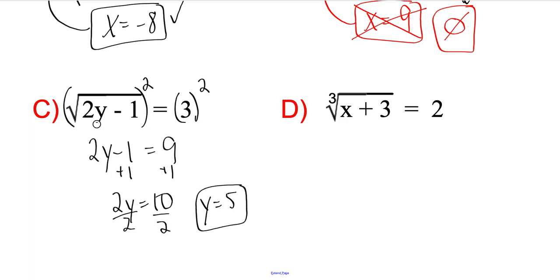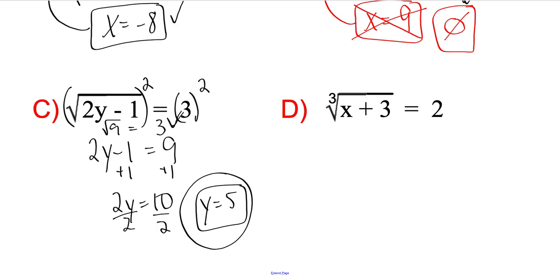Double check that quick. If I plug a 5 into here, that's 5 times 2 is 10. Minus 1 is 9. So we have square root 9 equals 3. And that checks out here, okay? So this answer is good. It checked out. Cube root.